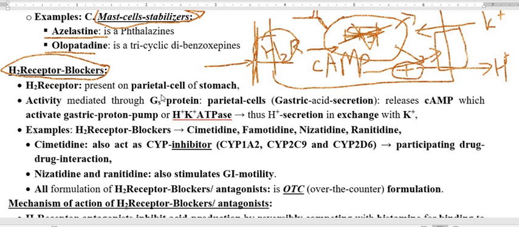So it is acting through the activation of the Gs protein that we already discussed. This is through the Gs protein that we already discussed earlier, and this is production of cyclic AMP, and cyclic AMP is acting on the proton pump, or you can say the hydrogen ion, potassium ion ATPase, and it secretes the hydrogen ion in exchange with the potassium ion that we already structurally demonstrated. So there is no need to explain the same thing.